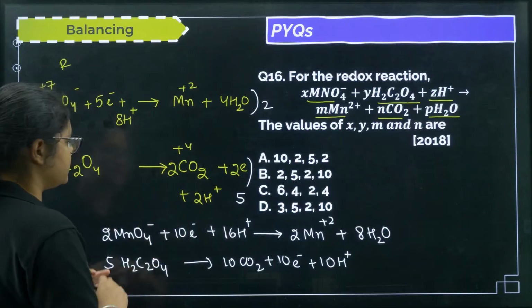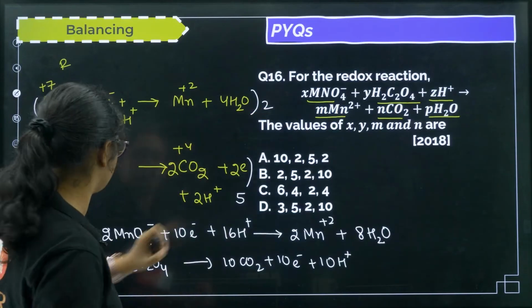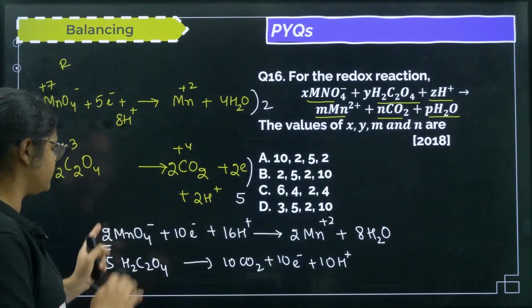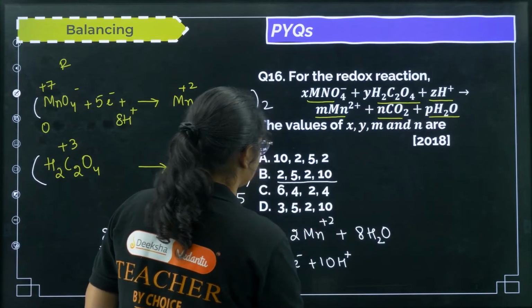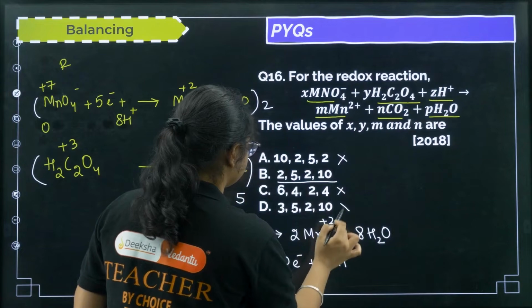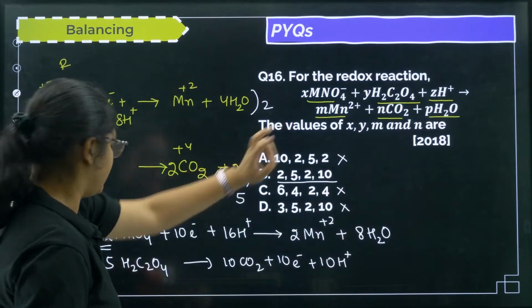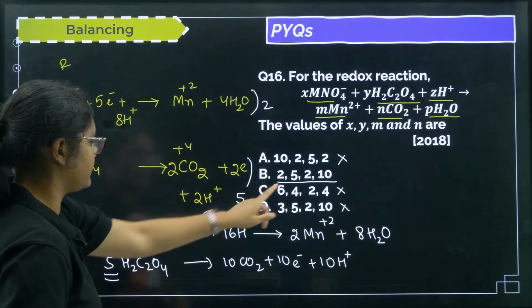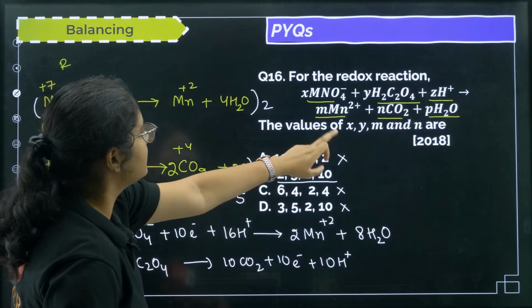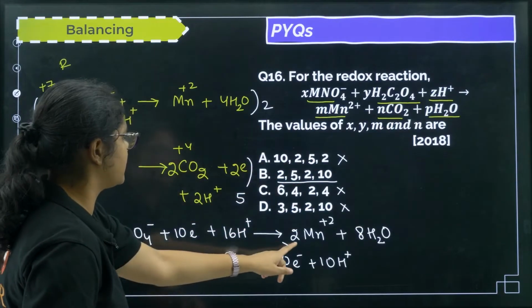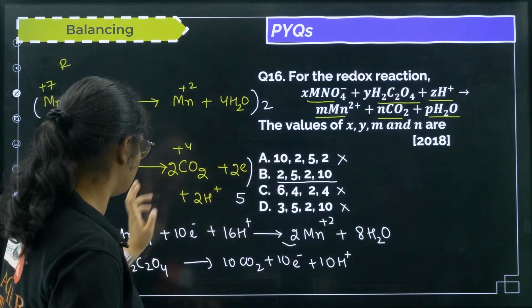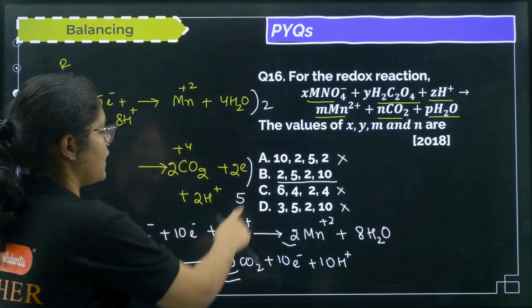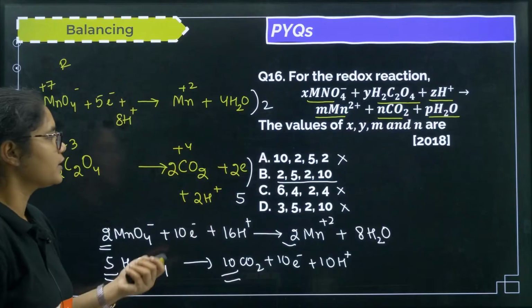So now if I just see, MnO4 coefficient will be 2, right. So we can see that we have one option with 2. We can eliminate all this. Next let us check H2C2O4, we got 5, so that is why it is 5. Then M is the coefficient of Mn2 plus, so that is again 2, and CO2, that is 10. So the correct answer is option number B here.